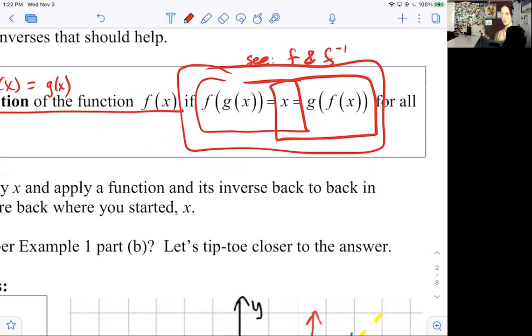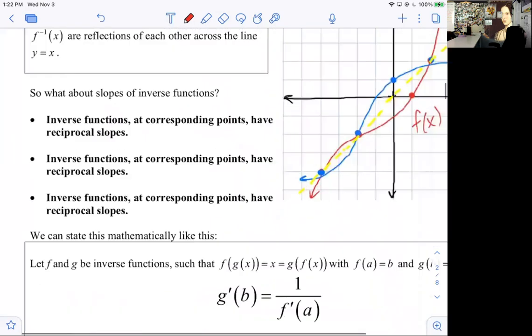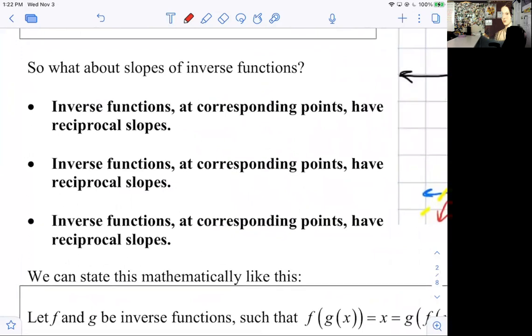Inverse functions at corresponding points have reciprocal slopes. All right. Let's go ahead and go through these 3 bullet points because they're super important. Number 1, inverse functions at corresponding points have what type of slopes? Reciprocal slopes. Let's go to the next one. Inverse functions have reciprocal slopes at what type of points? Corresponding points. Very good. And then the third one, at corresponding points, what type of functions have reciprocal slopes? Inverse functions.